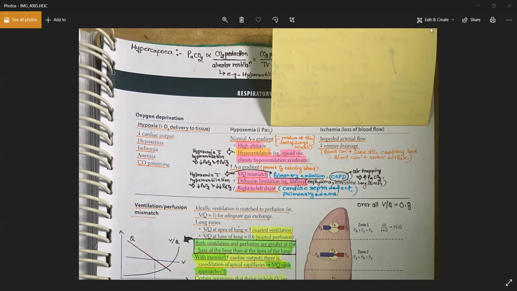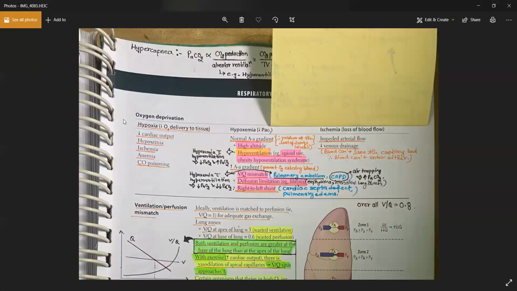Okay, let's discuss the oxygen deprivations. First you have hypoxia, which is basically a decrease in the oxygen delivery to the tissues. Second is hypoxemia, that means you have low content of oxygen in the blood. And third is ischemia. It happens whenever you lose the blood flow to a certain organ.